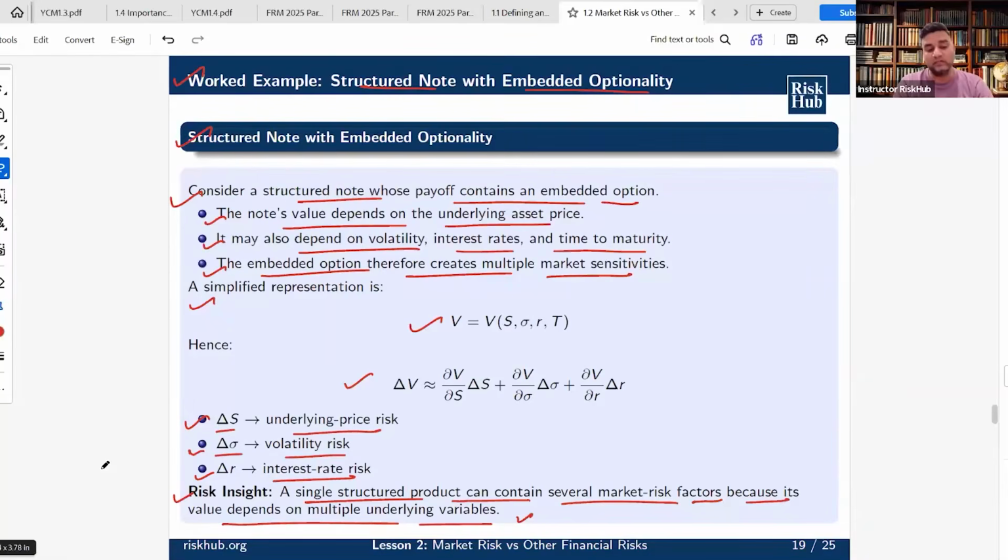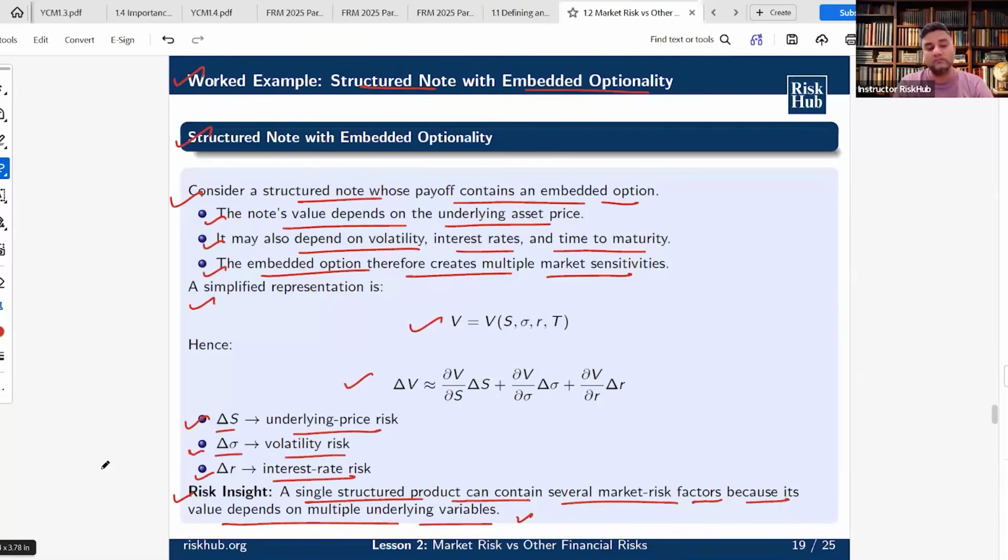Delta V is approximately equal to the partial derivative of V with respect to S, times delta S, plus the partial derivative of V with respect to sigma times delta sigma, plus the partial derivative of V with respect to R times delta R. The symbol partial denotes the partial derivative, the rate of change of V with respect to one input while the others are fixed. Each partial derivative is a sensitivity.